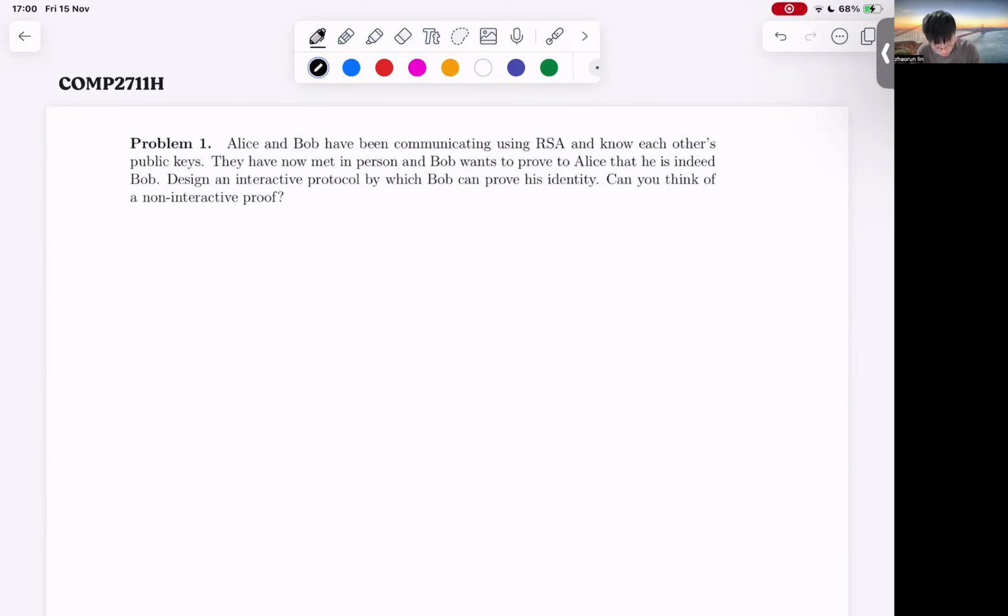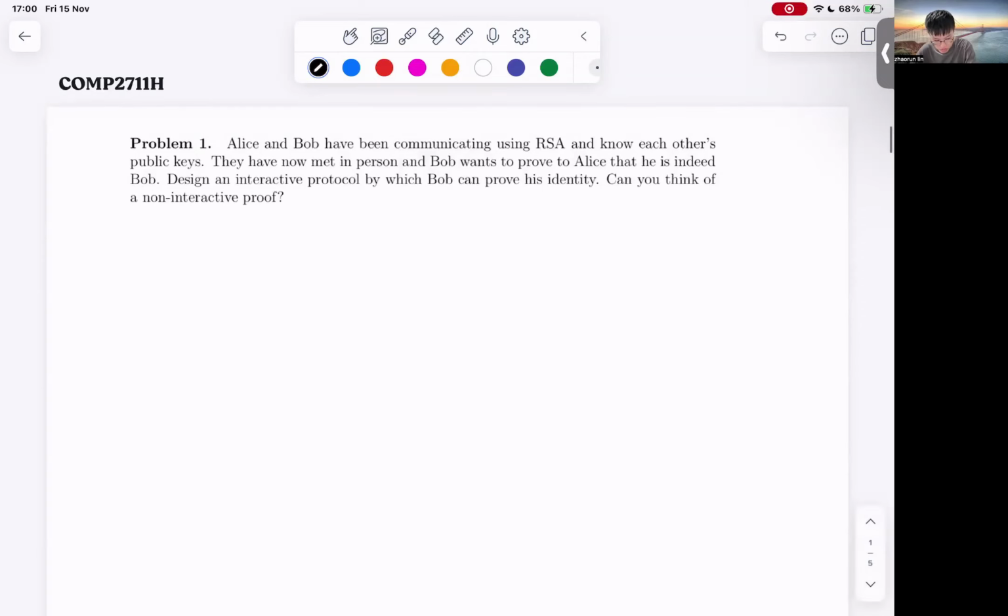Today we're going to talk about the week 8 problem sets. So let's move on to the first question. In this question, Bob is trying to prove to Alice that he is indeed Bob when they are communicating before using the RSA protocol. In fact, this is a pretty easy question.